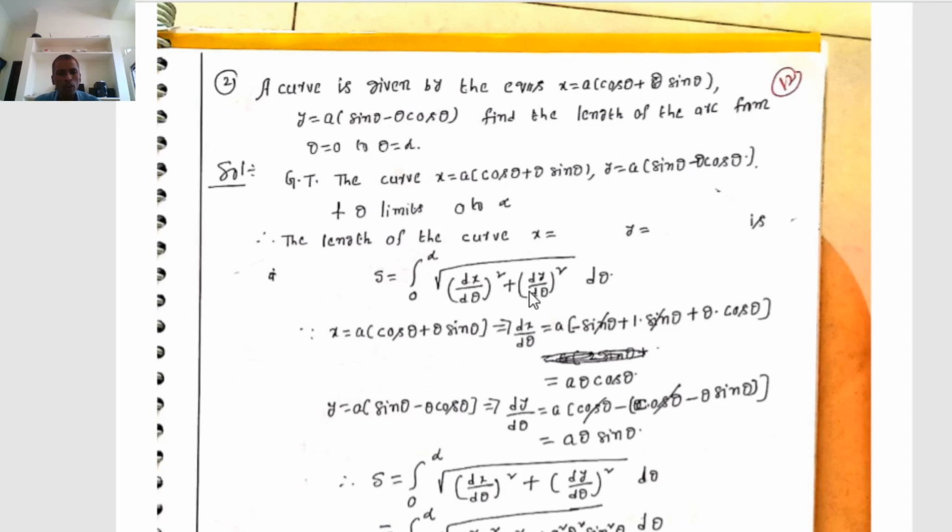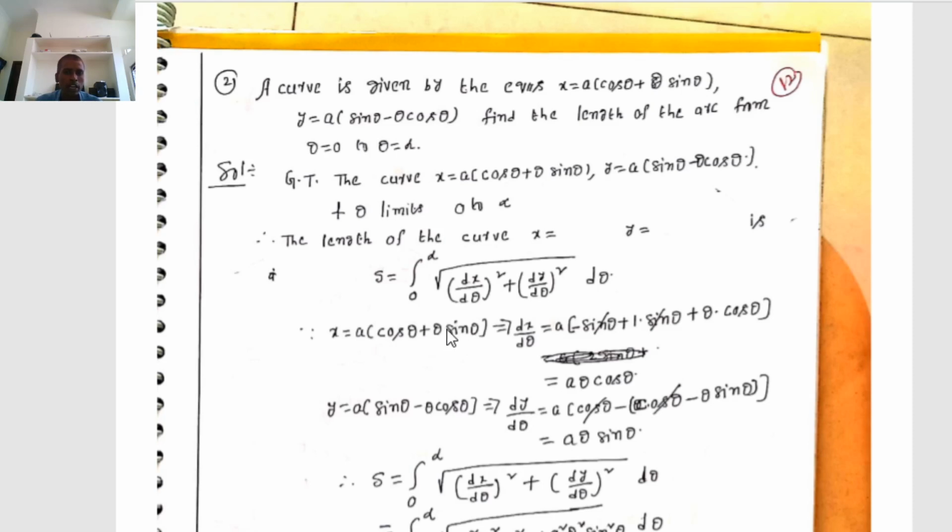Therefore, first we have to find the value of dx/dθ, second dy/dθ. Since x equals a into (cos θ plus θ sin θ), differentiating both sides with respect to θ, that implies dx/dθ equals a into (differentiating cos θ gives minus sin θ, plus θ sin θ by the UV method, u'v plus uv', where u equals θ, v equals sin θ).